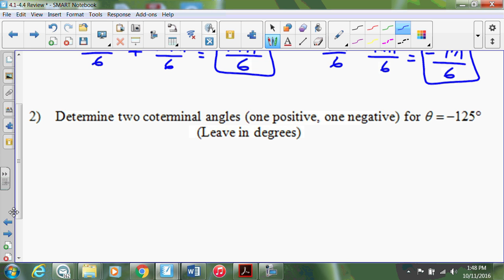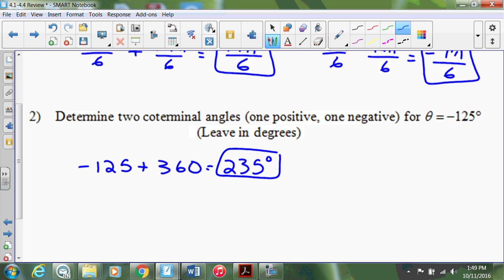negative 125. So we're going to take negative 125. We're going to add 360, and that's going to give us our positive one. I'm going to use a calculator just to make sure I don't make a mistake. Okay, and that gives us a 235-degree angle, which is positive.